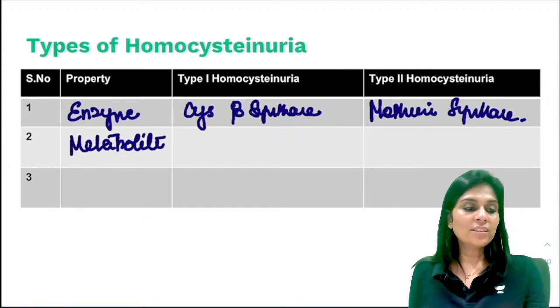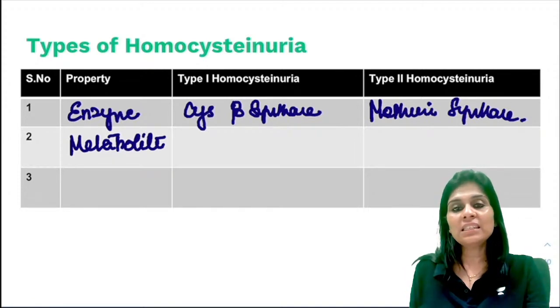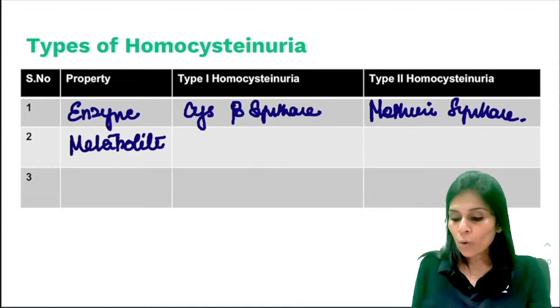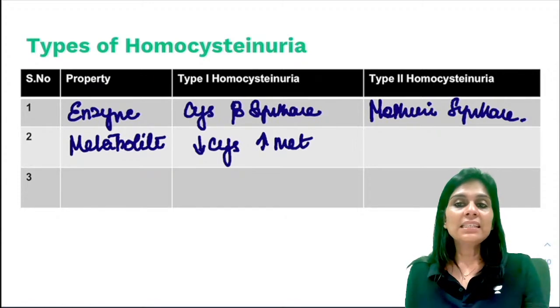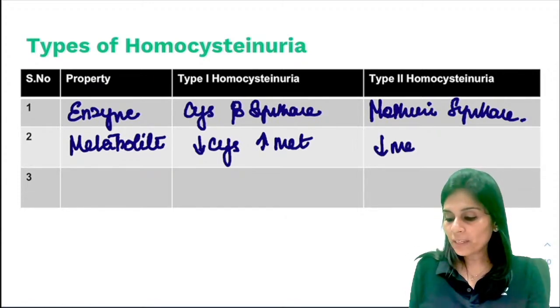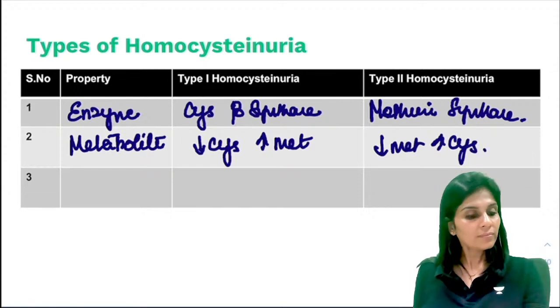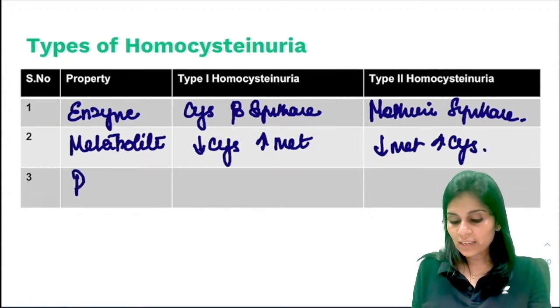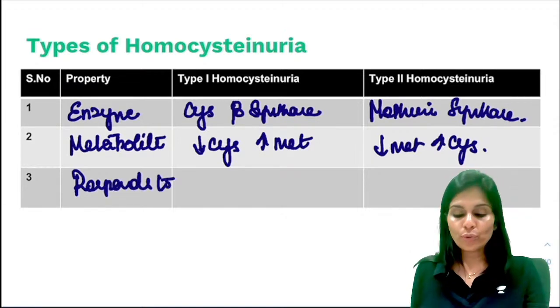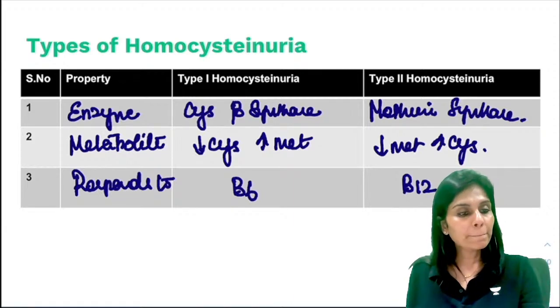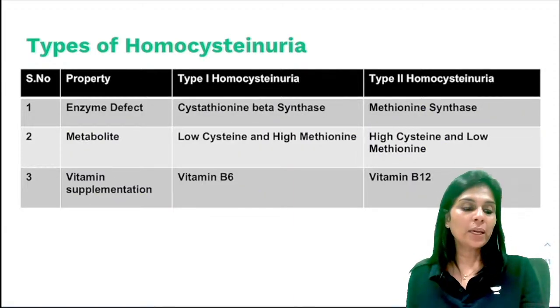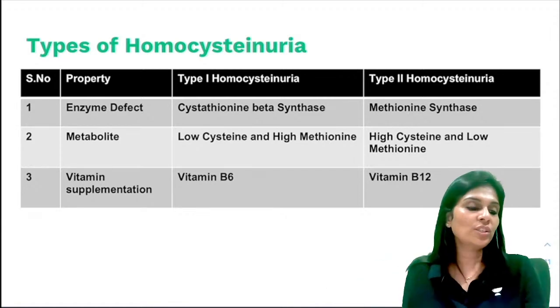In metabolite concentration in type 1 homocystinuria, when cystathionine beta synthase is defective, what will you observe? There is low cysteine and high methionine. Whereas in type 2 homocystinuria, there is low methionine and high cysteine. Got it? Now the last difference is response to which vitamin administration. Type 1 homocystinuria responds to B6 administration. Type 2 homocystinuria responds to B12 administration. Is that clear? Yeah, so these are the differences between type 1 homocystinuria and type 2 homocystinuria.